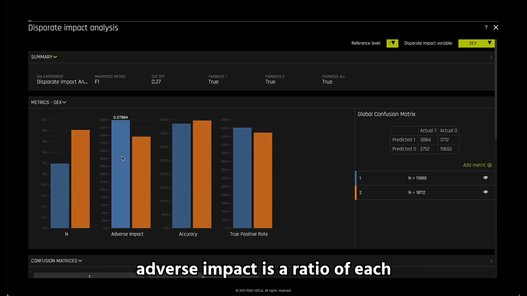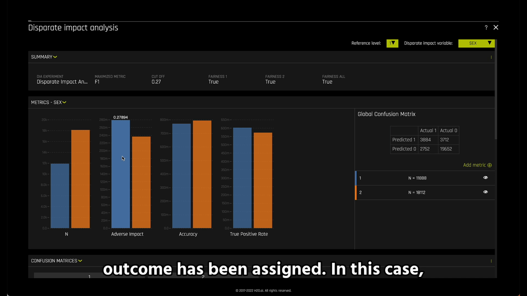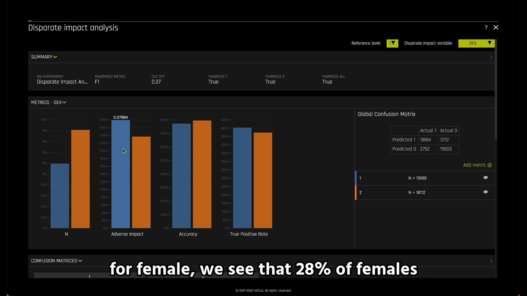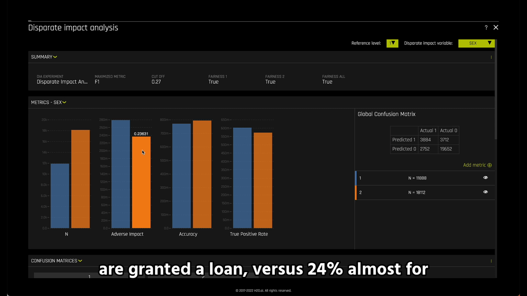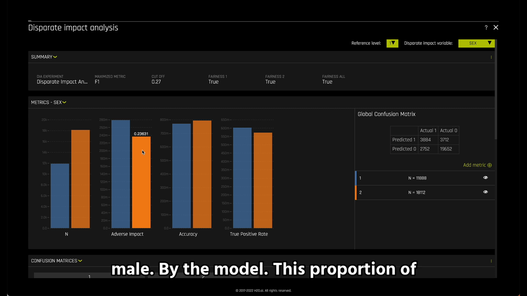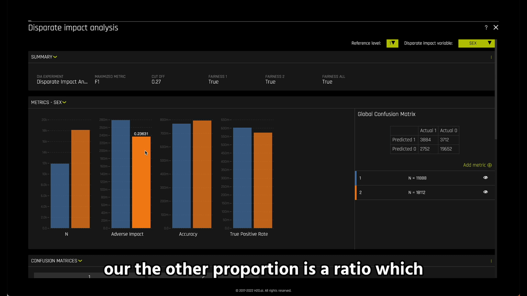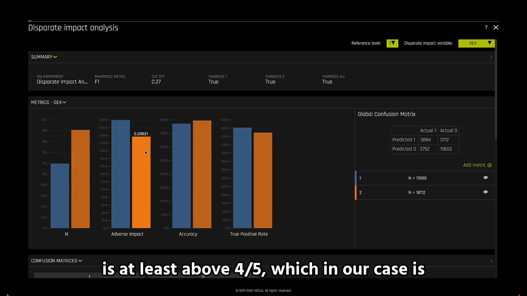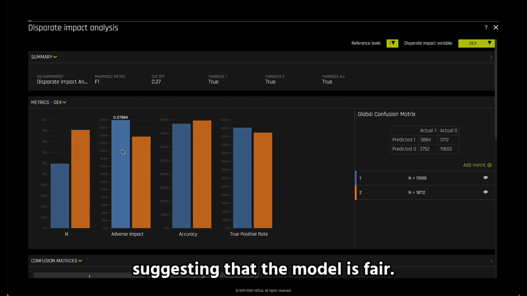Here, adverse impact is a ratio of each population for which the favorable outcome has been assigned. In this case, for female, we see that 28% of female are granted a loan versus almost 24% for male by the model. This proportion over the other proportion is a ratio which is at least above 4/5, which in our case is suggesting that the model is fair.